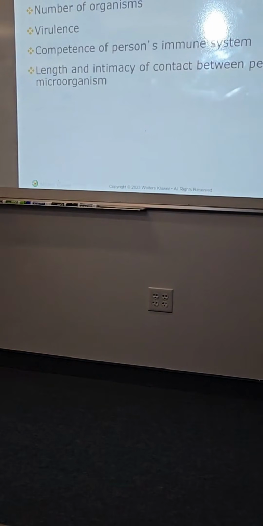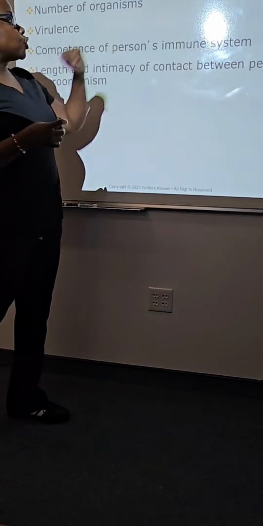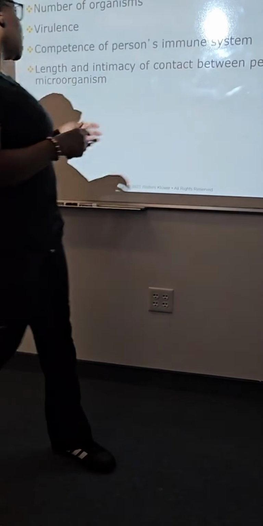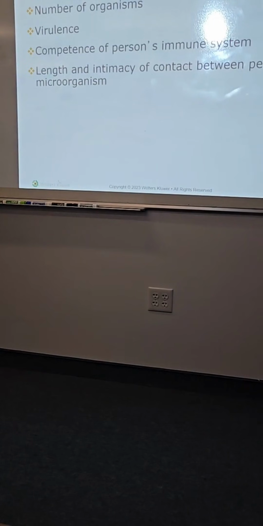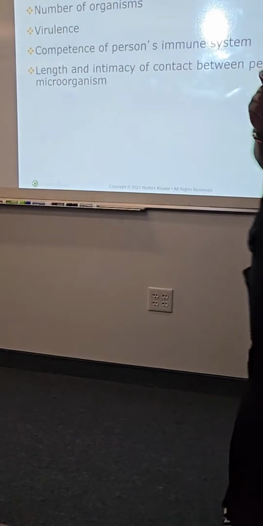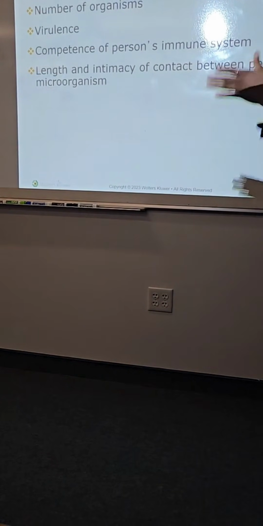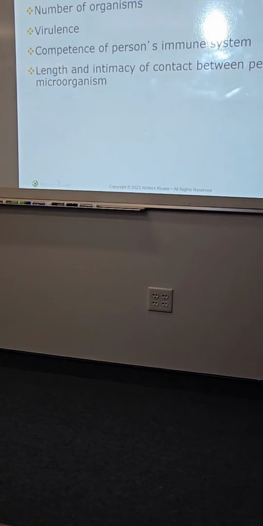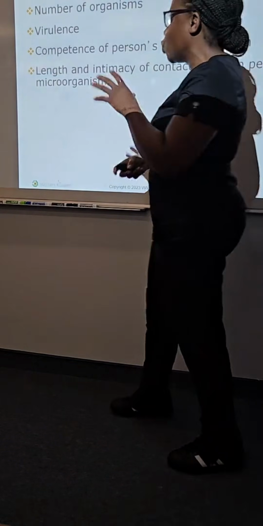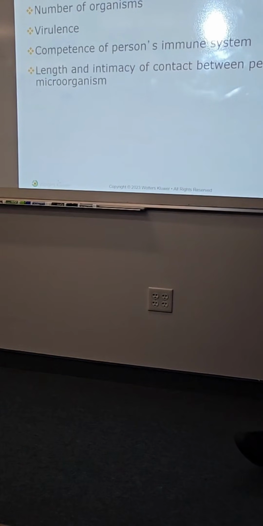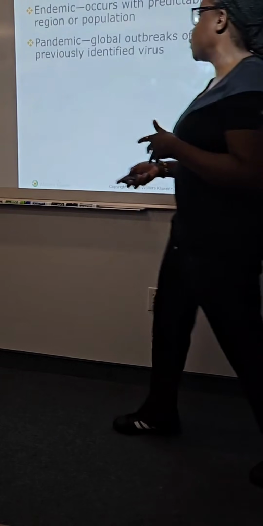All right? Now, factors affecting the organism's potential to produce disease. For the upcoming assessment, I will be testing you on this. Number of organisms, virulence, basically how strong it is, and competence of the person's immune system. Is the person's immune system even strong enough to fight against this pathogen? And of course, another factor that we need to pay attention to is how long you have been exposed to this pathogen. So those are the different factors you want to pay attention to when it comes to how the patient's been dealing with this to produce the disease in the first place.